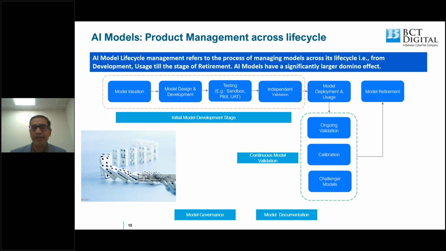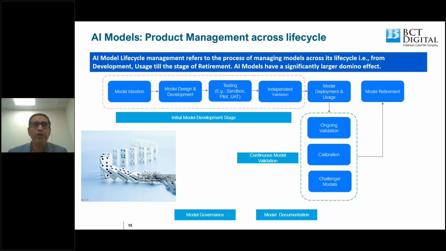Once we complete the development, it goes for deployment, where the models get deployed on the production environment. Then once it is deployed, you need to validate it using various techniques, what is called a continuous validation program, and calibrate it for any changes. And of course, you have the concept of challenger models, which we'll talk about shortly. Towards the end, you have the model retirement. When you feel that the model has served its life, it has to be phased out and new models have to take its place. So this is the life cycle of a model at a very high level. As I said, AI models have a kind of domino effect. If you do something wrong, even at the design and development stage, that impact would be there towards the end.